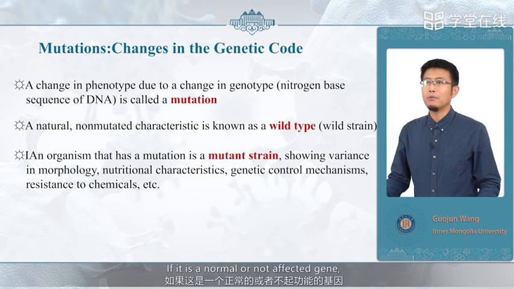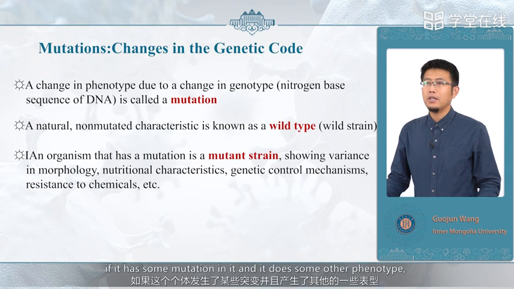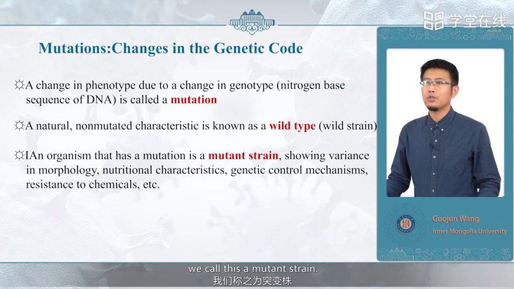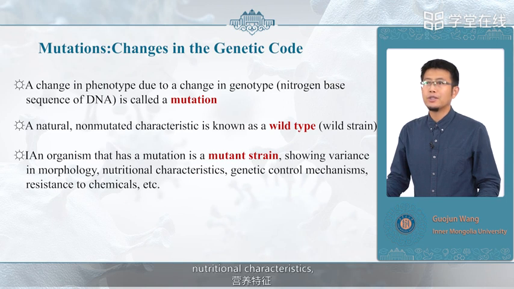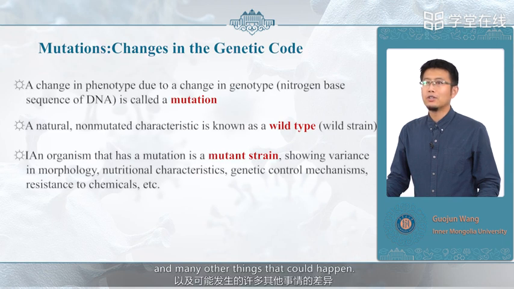If it is a normal or not affected gene, we call that wild type. If it has some mutations in it and it does some other phenotype, we call this a mutant gene. So typically we talk between a wild type and the mutant gene. If the mutation leads to a mutant gene, it shows a variance in morphology, nutritional characteristic, genetic control, resistance to chemicals, and many other things that could happen.